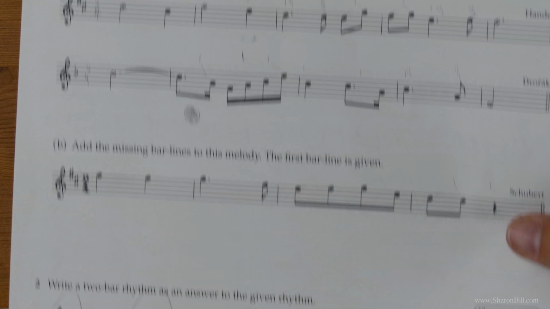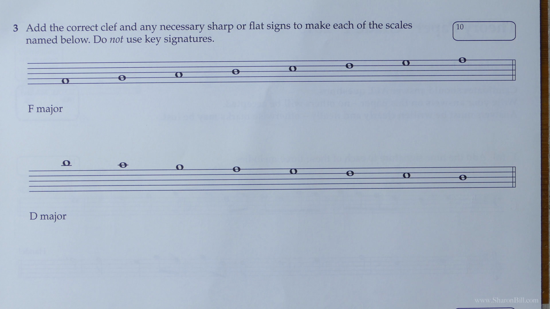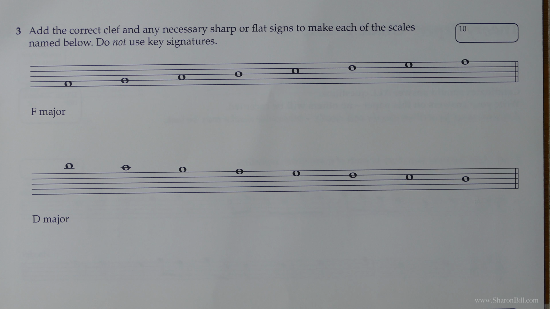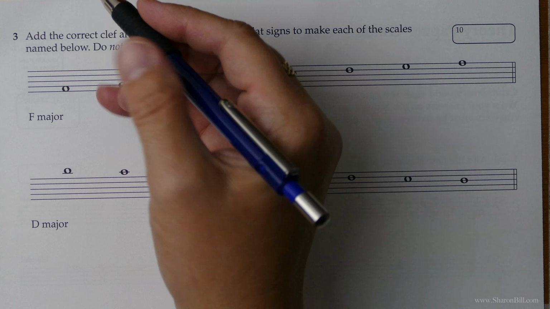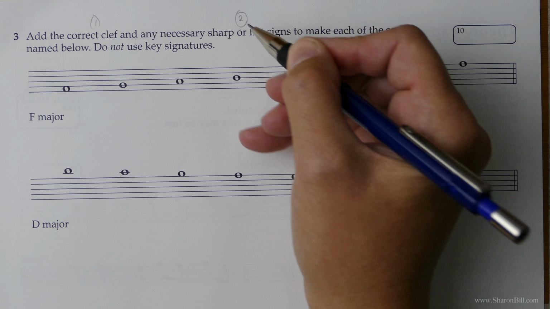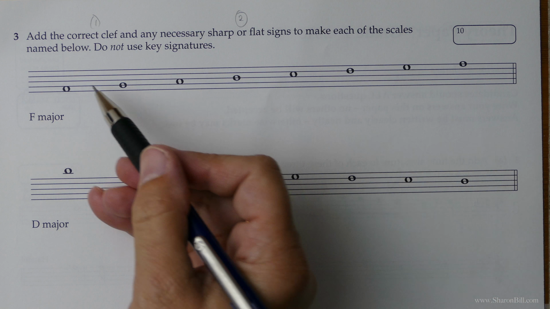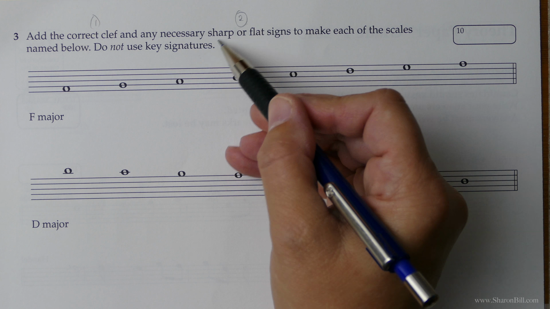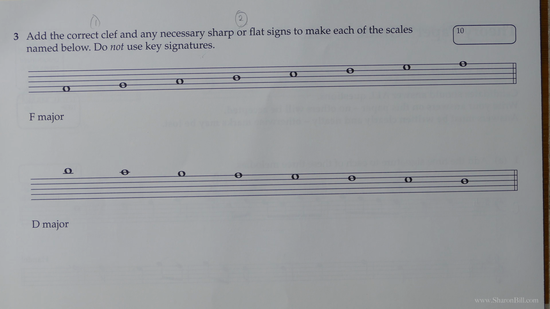And so let's turn the page, and if you turn to page 14, we'll have a look at question 3. And so question 3 asks us a few things, so let's just make sure we pay attention to all the details. We're asked to add the correct clef and any necessary sharp or flat signs to make each of these scales named below. They remind us not to use any key signatures because the accidentals that we're going to be adding next to the notes will do that job for us.